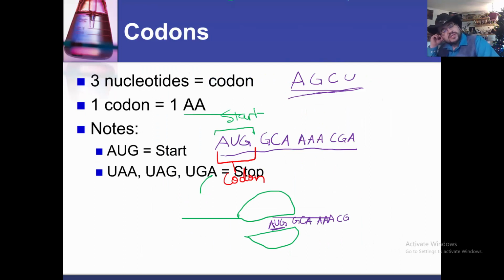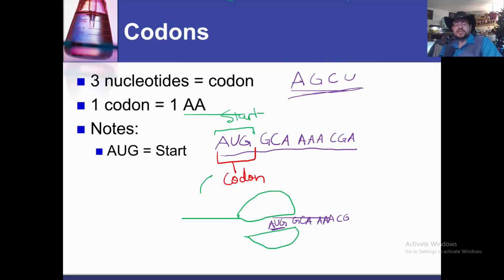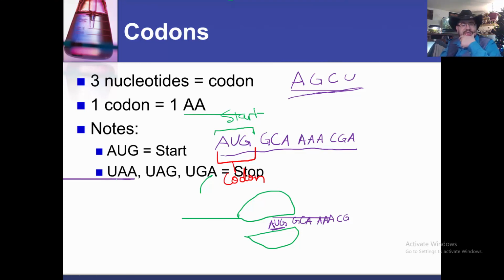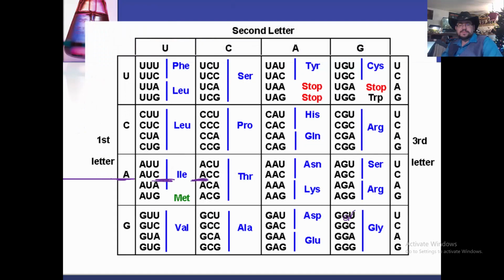Now, how do we know when to stop? Well, just like there's a start codon, there are stop codons. Those stop codons come in three flavors. We have UAA, we have UAG, and we have UGA. Any one of these three will cause protein synthesis to stop, and will release the growing protein, and that'll be the end.